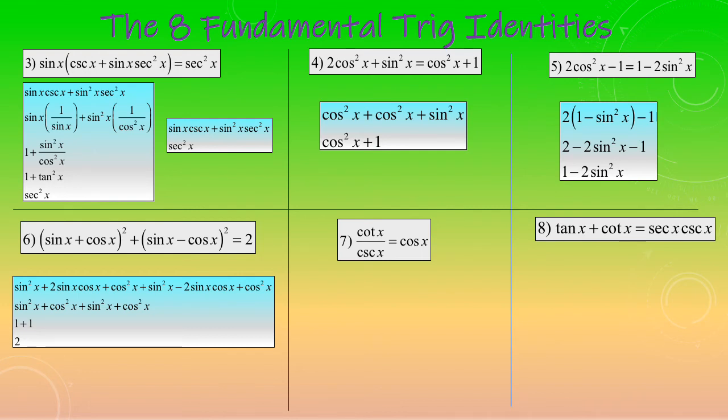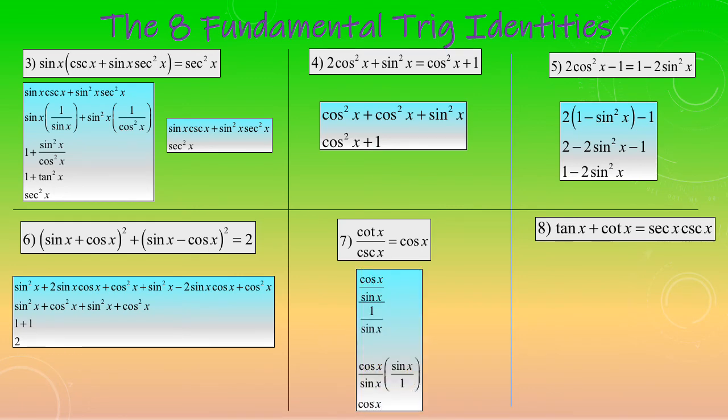So we have sine squared of x plus 2 sine x cosine of x plus cosine squared of x plus sine squared of x minus 2 sine of x cosine of x plus cosine squared of x. The 2 sine x cosine x cancels, so we are left with sine squared of x plus cosine squared of x plus sine squared of x plus cosine squared of x, and each of these, sine squared of x plus cosine squared of x, is 1. So we have 1 plus 1, and we get 2.